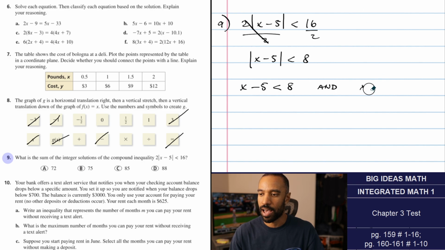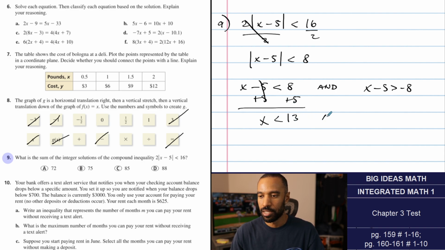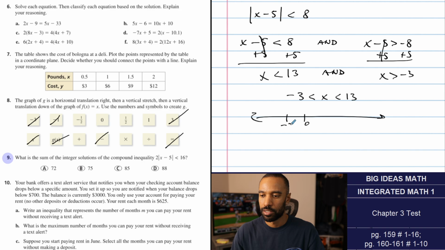Whoops. X minus 5, or yeah, greater than negative 8. Add 5 to both sides, and we will have an x that's less than 13. Add 5 to both sides here, and we'll have an x that's greater than negative 3. So our inequality set goes from negative 3 to 13. If you graphed on a number line, I don't know if we have to, but it would look like x's are between these two guys right here.